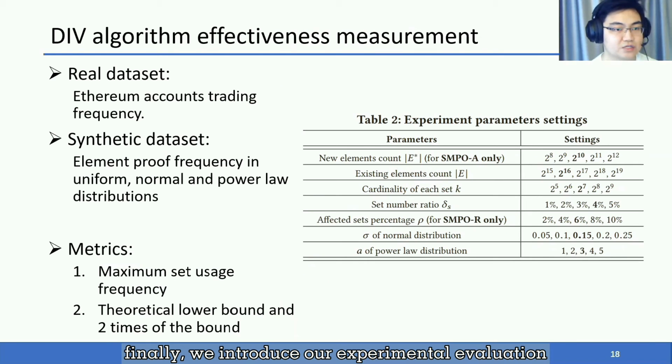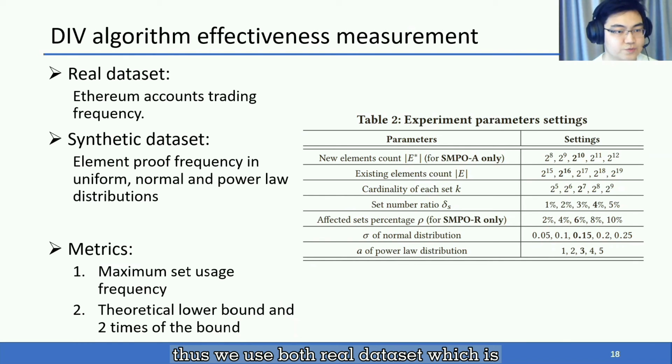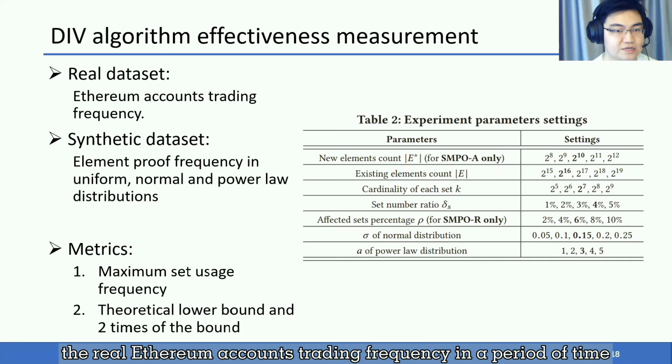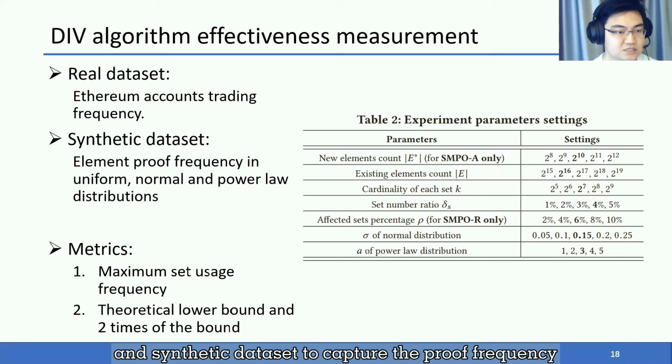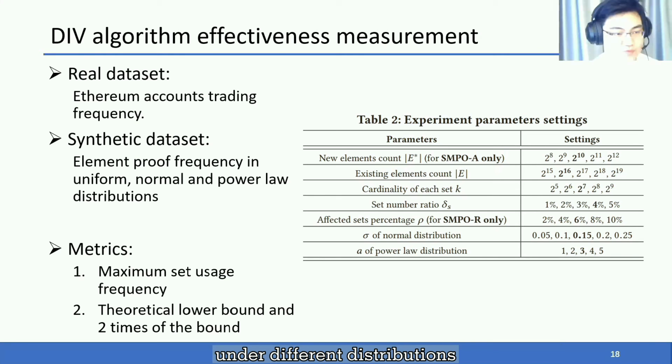Finally, we introduce our experimental evaluation. The first experiment is to evaluate the effectiveness of our approximation algorithms to protect the importance information of each element. Thus, we use both a real dataset, which is the real Ethereum account trading frequency in a period of time, and synthetic datasets to capture the proof frequency on different distributions.